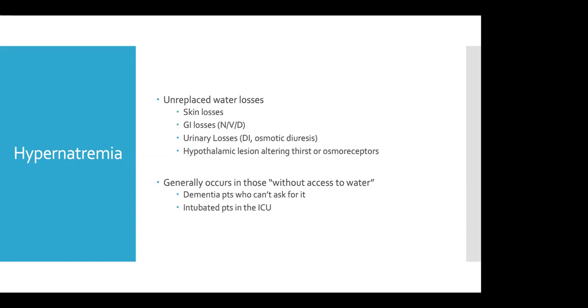So unreplaced water losses is what we worry about, and really it can happen from the skin, the GI system, the urine, and then you can have alterations in the thirst or osmolar receptors. A good rule of thumb is this doesn't really occur unless a patient doesn't have, quote, access to water. So either in elderly or dementia patients who are unable to voice that they need water, or unable to get up and get water, or obviously intubated patients in the ICU, which is what we often deal with.